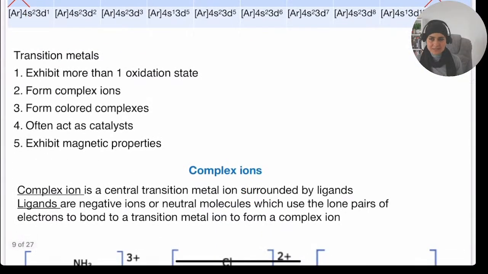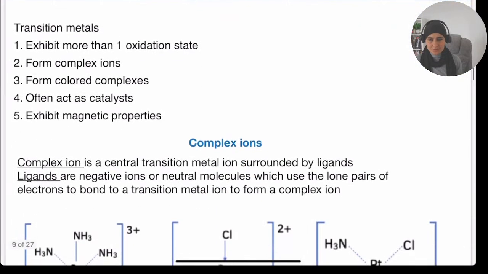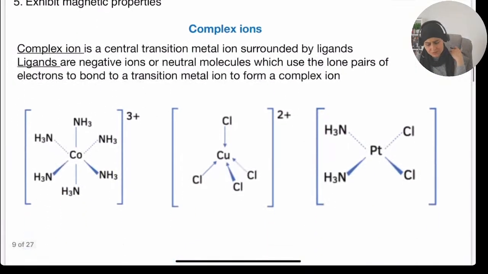And then random facts about transition metals. I am just following the syllabus. Transition metals exhibit more than one oxidation state, form complex ions, form colored complexes, often act as catalysts, and exhibit magnetic properties. Then what is a complex ion?